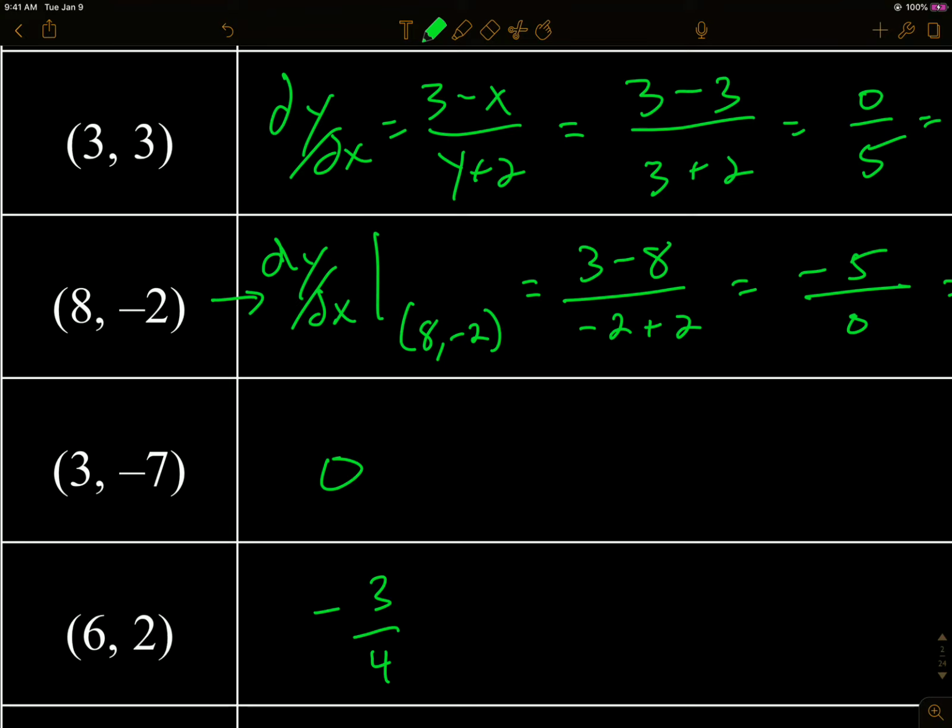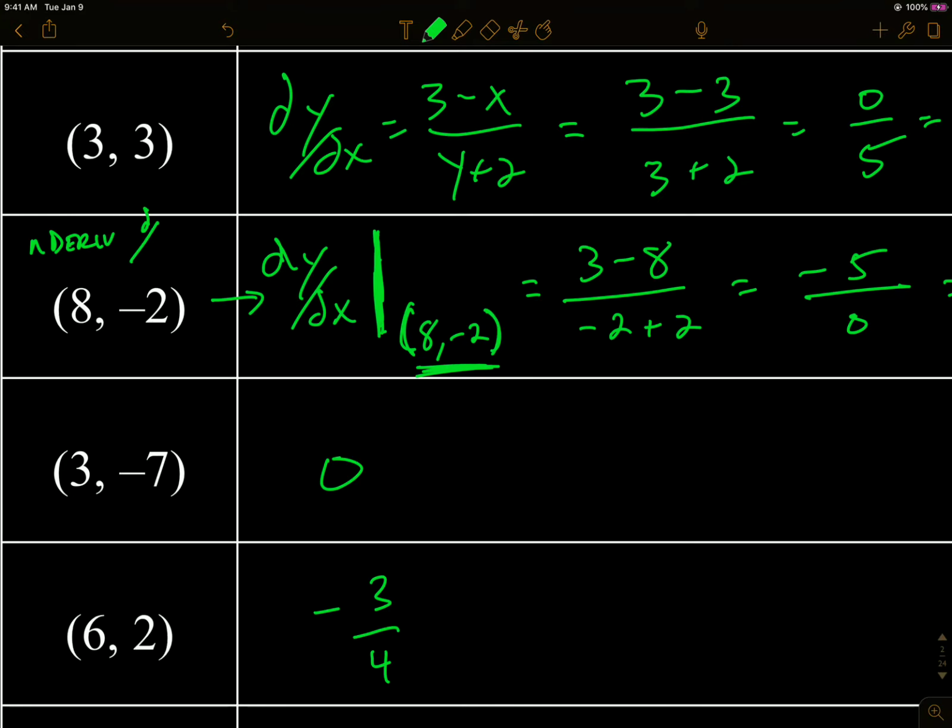This is the notation we can use. You're telling me that you're going to evaluate dy/dx, the derivative, at the point (8, -2). So we write dy/dx, a straight line, and then we put the point that we're going to evaluate at the bottom of that line. Remember, this looks like your nDeriv format on the calculator.